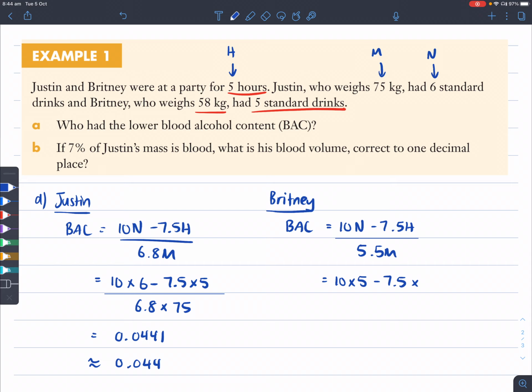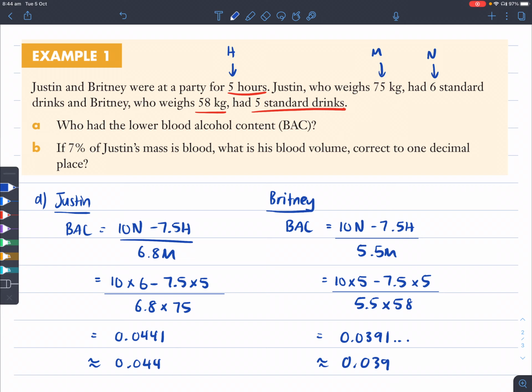So let's substitute all that in. Okay, and this is over 5.5 times m, which is 58, right? And so her BAC will be 0.0391. So roughly speaking, to 3 places, that will be 0.039. Okay.